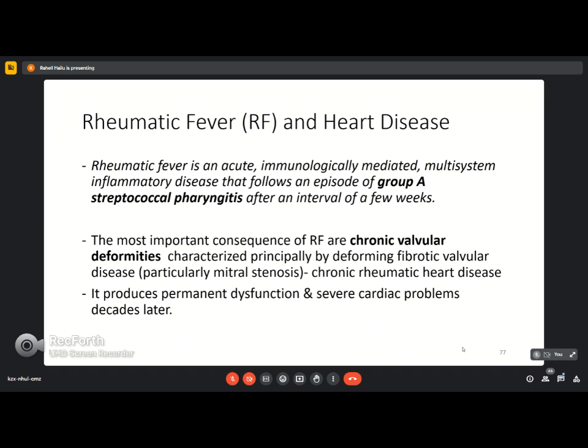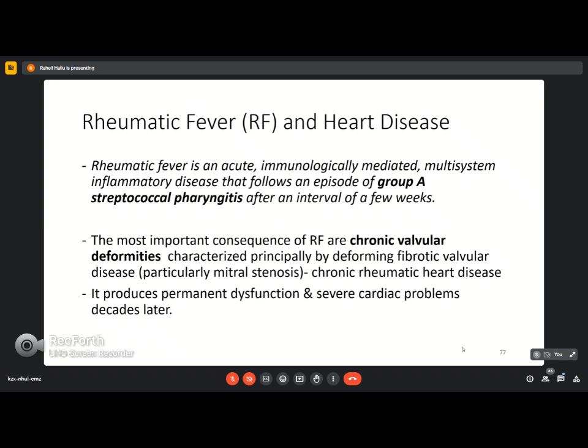Rheumatic fever is a specific type of immunologically mediated inflammatory disease that is particularly caused by the bacteria group A streptococcus. Group A streptococcal pharyngitis causes an upper respiratory disease. It's just called pharyngitis, but the antibodies that are formed against a specific part of this bacteria will cross-react with antigens that are present on the surface of the valves. So you have cross-reactivity.